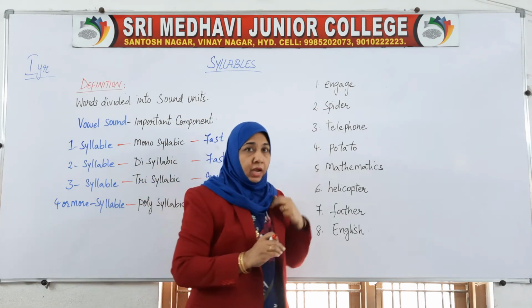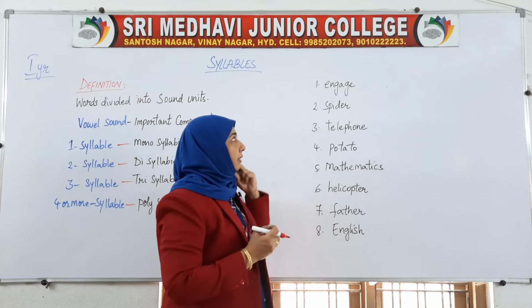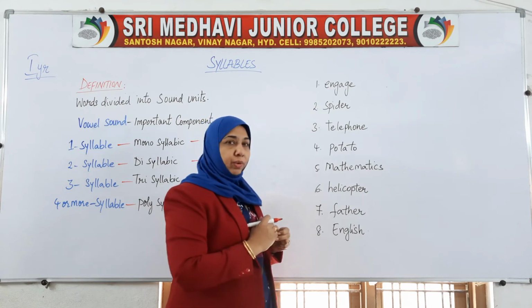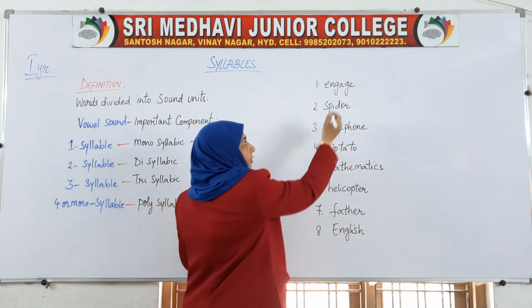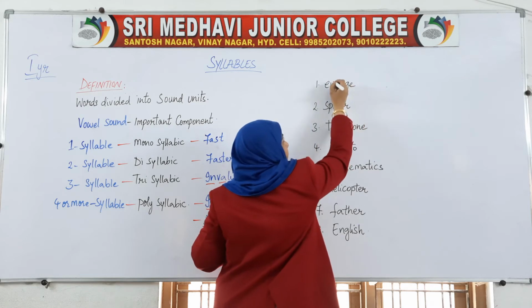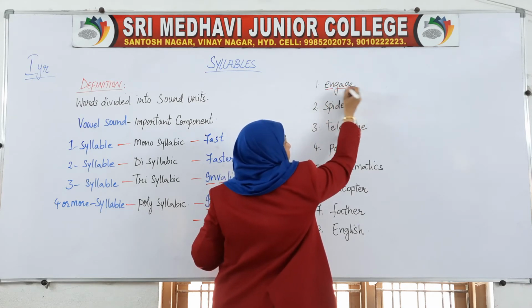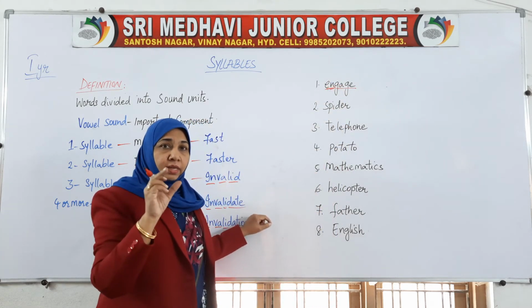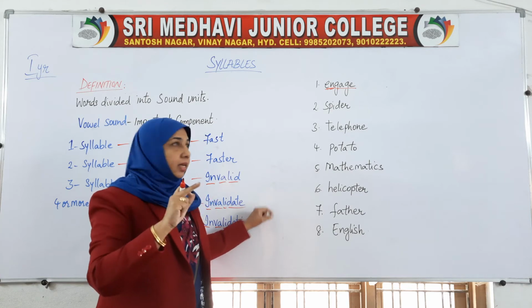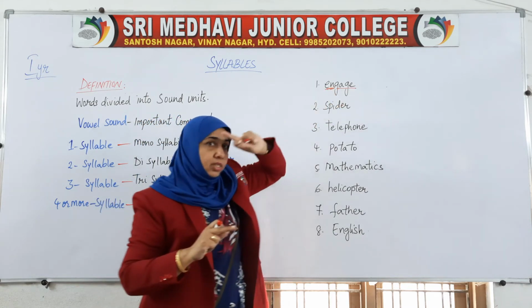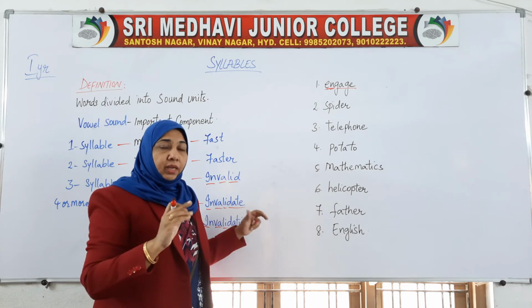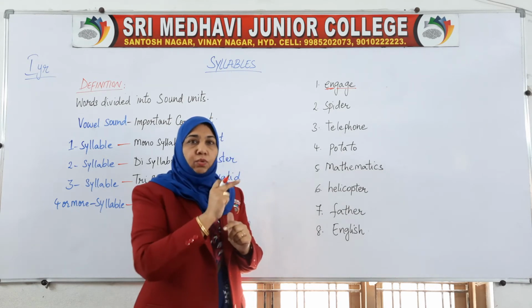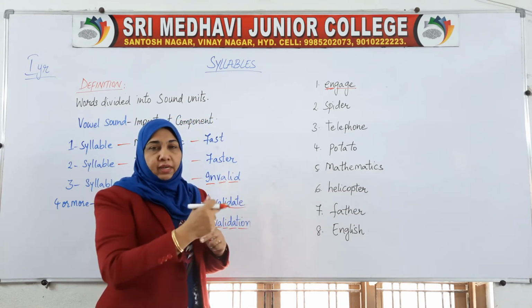Engage. How to find out how many syllables are there? As I said, you can keep your hand under your chin, or else you can find out one more thing. Here you are getting 2. Engage. In, then gage. Engage. If you are getting a pronunciation or sound after dividing the unit, then only you can call it as you can divide it into the syllable.